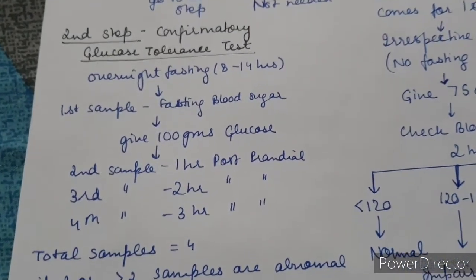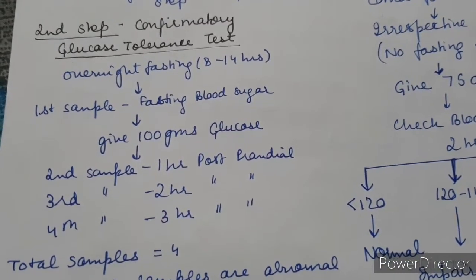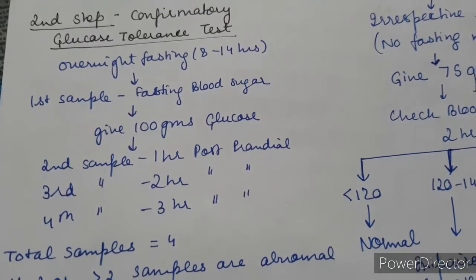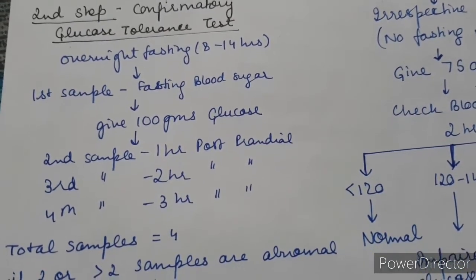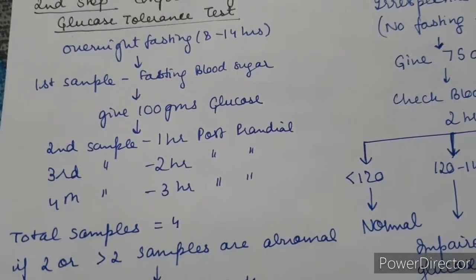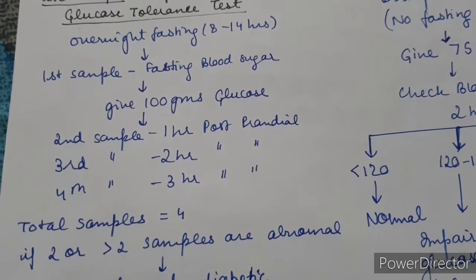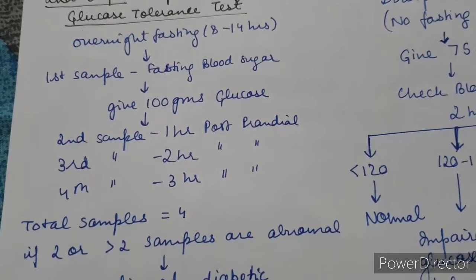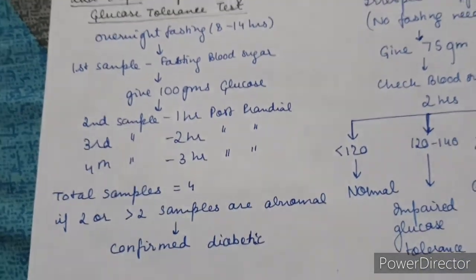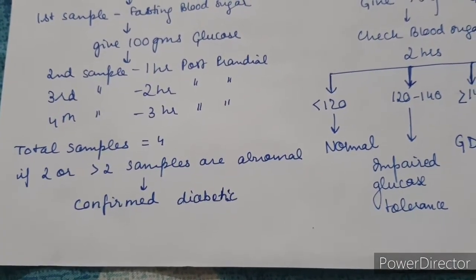That is a confirmatory test and this is a glucose tolerance test. So in this case you have to ask the patient to have overnight fasting of at least 8 to 14 hours. Here the first sample is of fasting blood sugar, okay, and then after taking the first sample you give 100 grams of glucose and then take second sample after 1 hour postprandial, and take the third sample 2 hour postprandial and fourth sample 3 hour postprandial. So total samples taken are 4. Now if 2 or more than 2 samples are abnormal, then it is a case of confirmed diabetes.